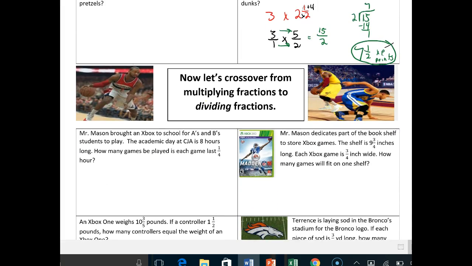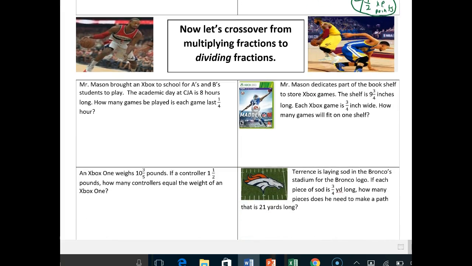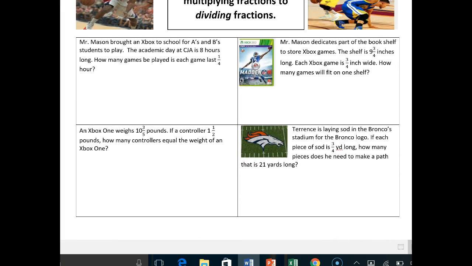All right, so now let's cross over from multiplying fractions to dividing fractions, right? John Wall, Kyrie, making Steph look a little silly there. All right, so let's just imagine, this would never happen, but let's just imagine Mr. Mason brought an Xbox to school for the A's and B's students to play. The academic day at CGA is 8 hours long. How many games can be played if each game lasts 1/4 of an hour? So we're saying how many games can we fit into this 8-hour time slot? That's division. So 8 divided by 1/4.